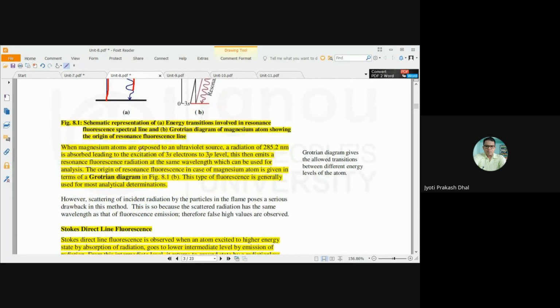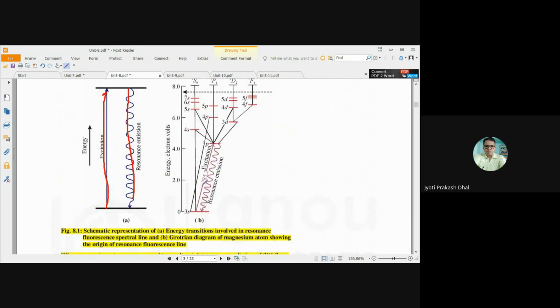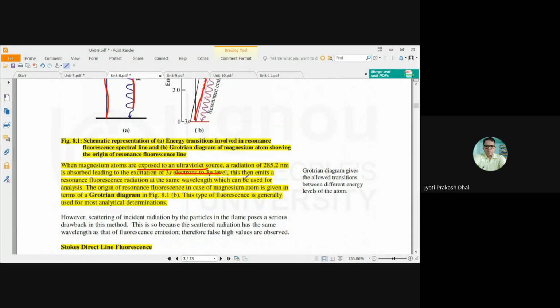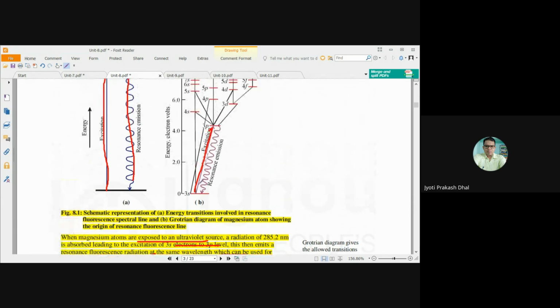When magnesium atoms are exposed to a UV light source, a radiation of 285.2 nanometer is absorbed, leading to excitation of the 3s electron into the 3p energy level. So here the 3s electron will undergo excitation into 3p. And after that, this then emits a resonance fluorescence radiation at the same wavelength, which can be used for the analysis.